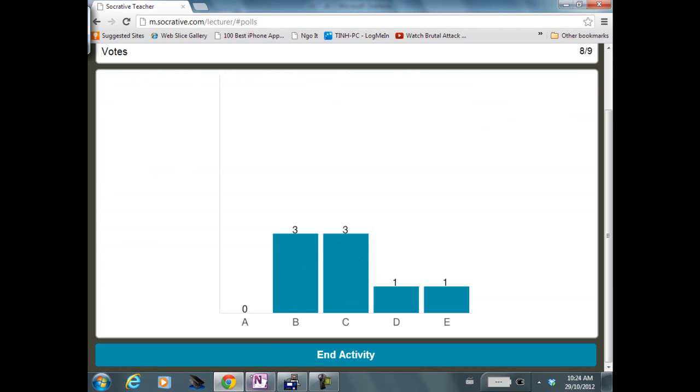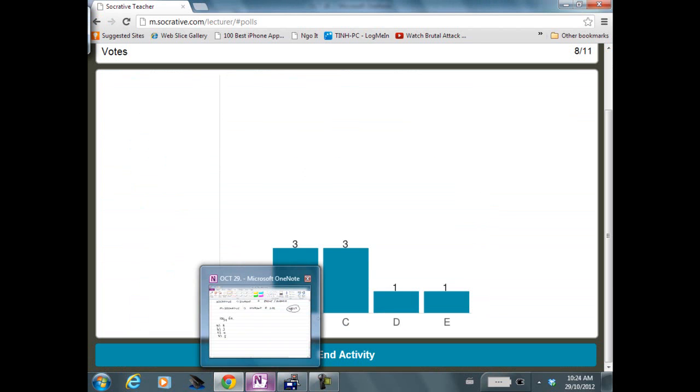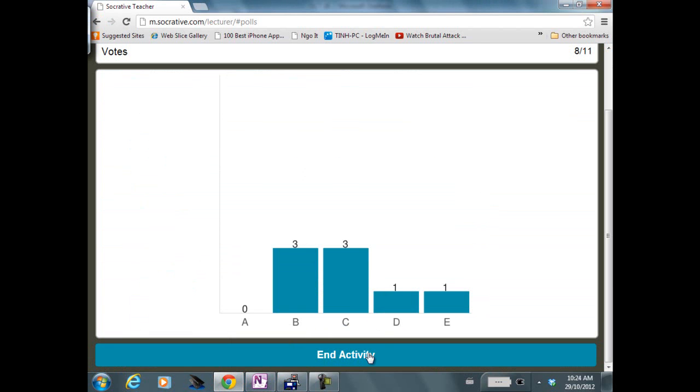So, let's do this right now. There's a lot more you're going to do. You didn't vote yet? You're going to vote? Oh, so most of you think it's either B or C. I don't know what's going on yet. One person voted D.